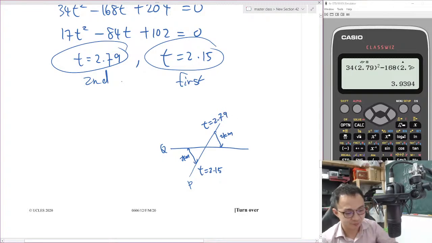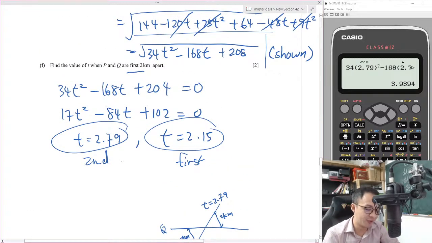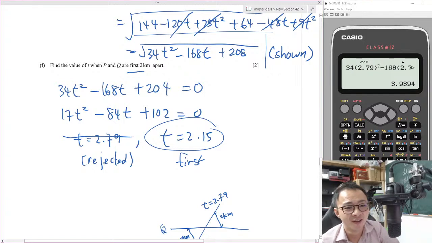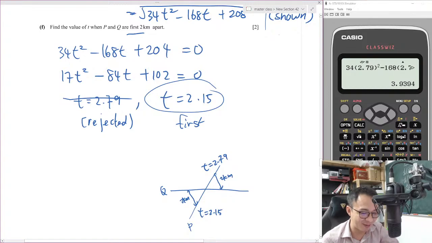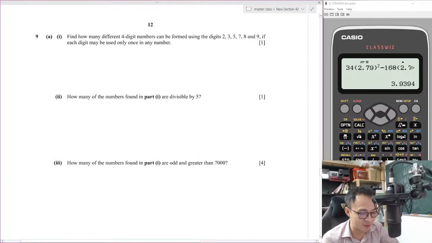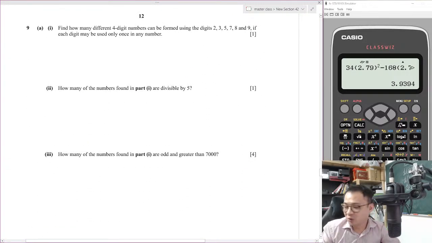Okay. So therefore this answer must be rejected, or you just don't write it at all. So yeah, you must read the question carefully, because sometimes I also skip some important keywords here. Okay, then we go to permutation.